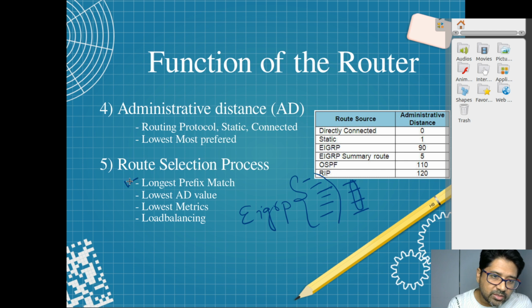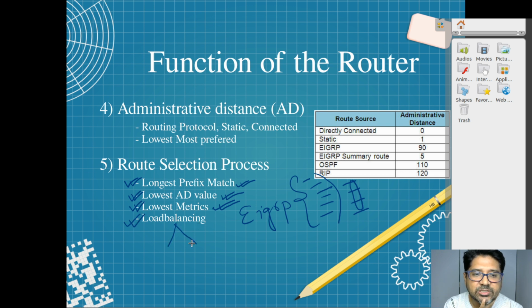Suppose all three parameters tie-break, everything is the same: they have the same longest prefix, the same AD value, they belong to EIGRP or OSPF, and have the same metric, bandwidth if it's OSPF, or if it's EIGRP, the same metric composition. Then it's going to start doing load balancing.